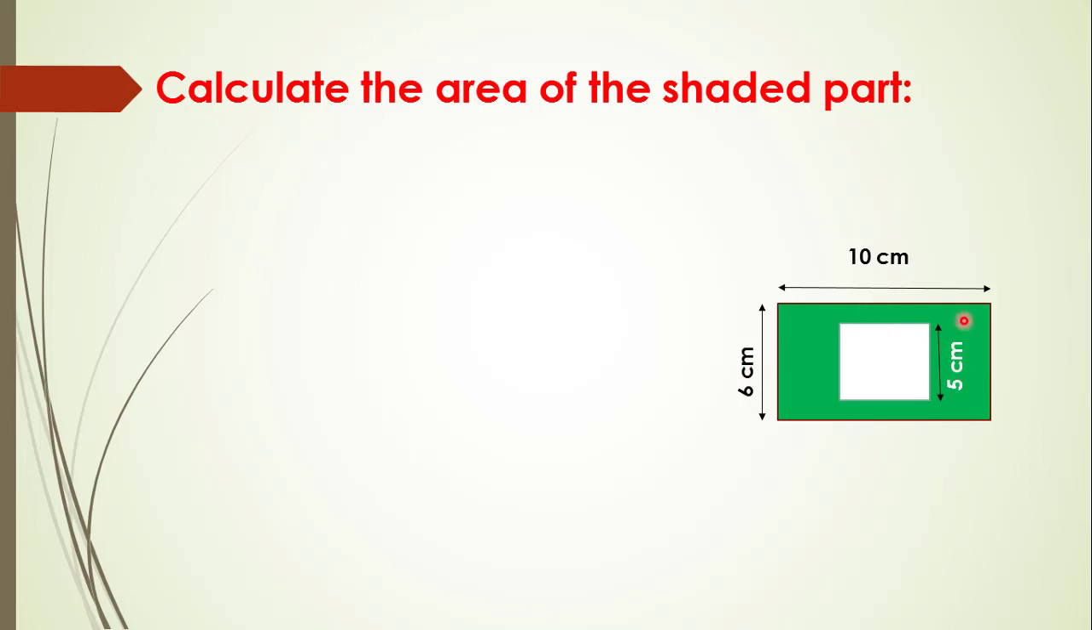As you can notice, the area of this shaded part means the area of rectangle, but without the area of a square. Again, the area of the shaded part or the green part means the area of this rectangle, but without the area of the square. So I'll calculate the area of rectangle and subtract the area of square.